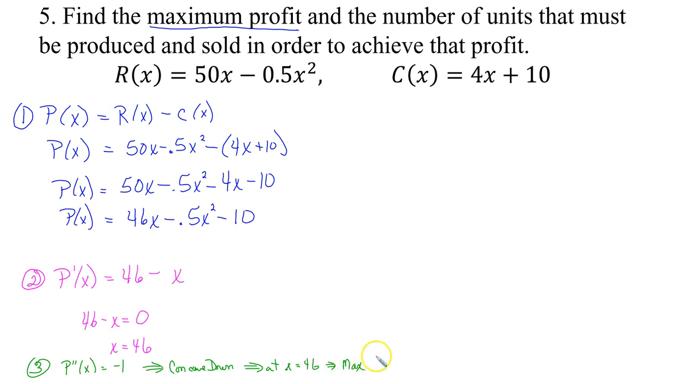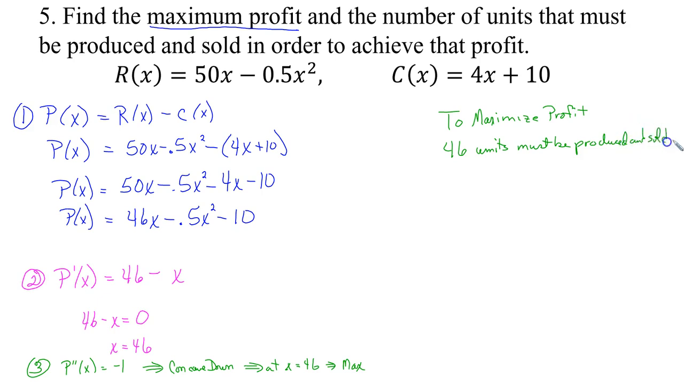So we know that the number of units that must be sold to maximize the profit, so we say up here to maximize the profit, 46 units must be produced and sold.